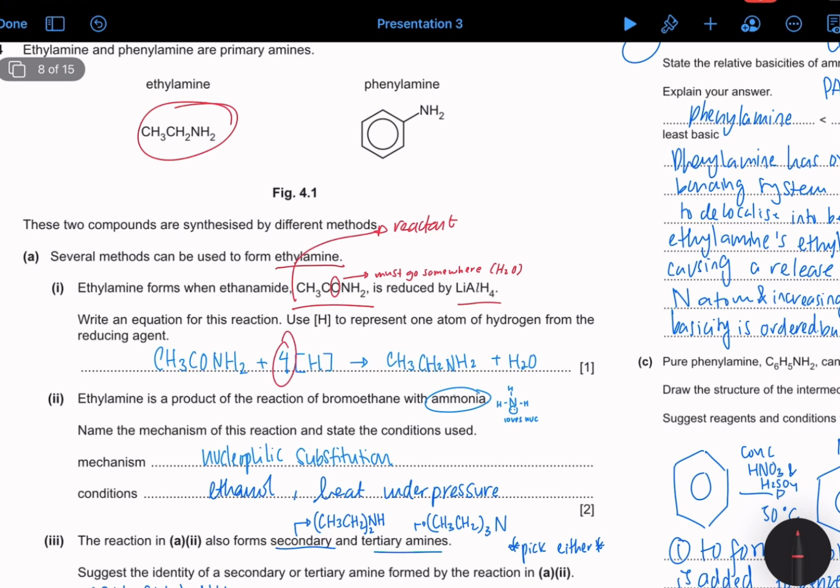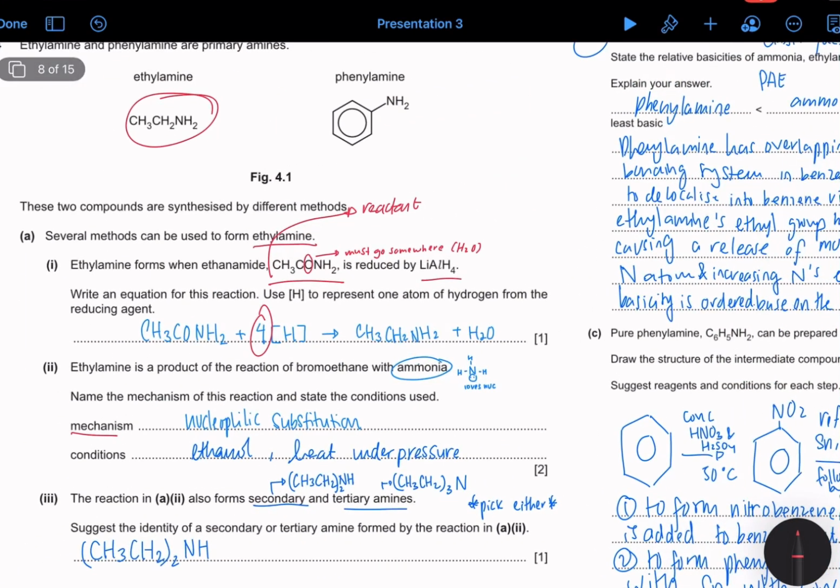Alright, ethylamine is a product of the reaction of bromoethane with ammonia. So ammonia loves nuclei. Give the name of the mechanism of this reaction and state the conditions used. Again, write ammonia, nucleophile, nucleophilic substitution. So that'll be the mechanism. And the conditions, again, ethanol, heat under pressure. You have to memorize this, because if you don't, then you're not getting the mark. This one is also very content heavy, by the way.